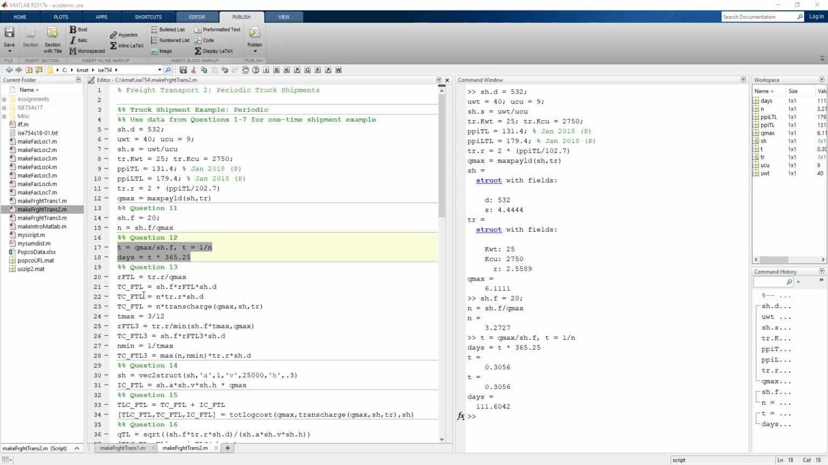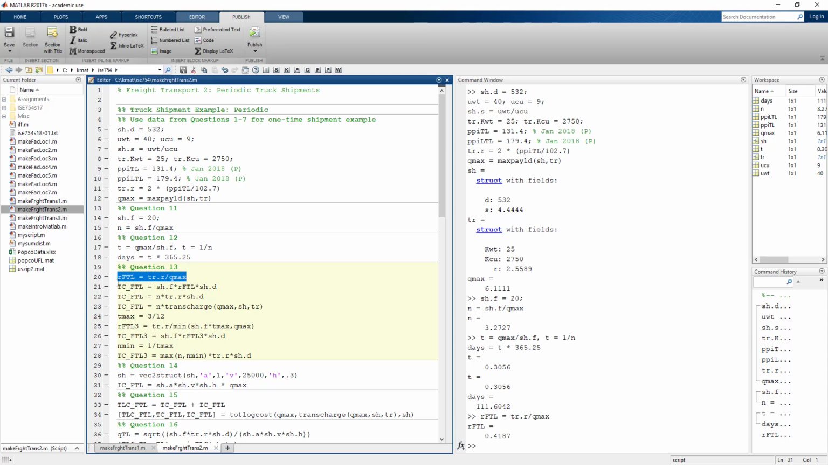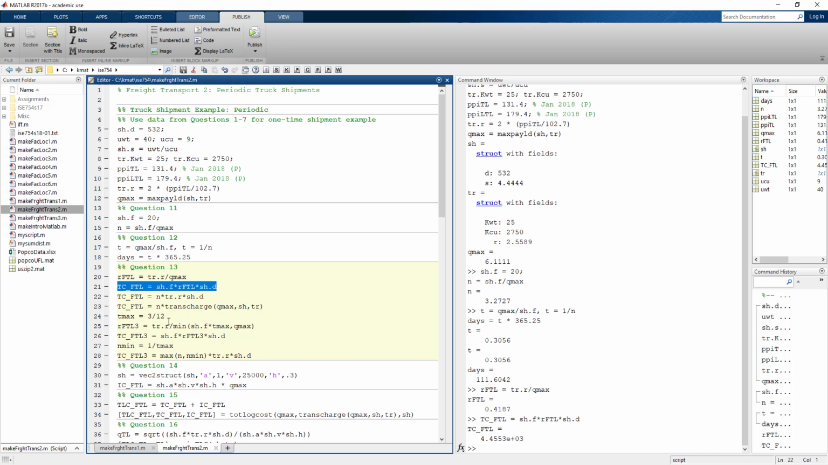For question number 13, what is the annual full truckload transportation cost? The full truckload transportation cost, we can calculate it on a dollar per ton mile basis. So for question 13, we can convert it to right around 42 cents per ton mile. And then from that, we can calculate the overall charge as 44.53 using our current data with the updated PPI value, as compared to the slides, which may have a different PPI value.